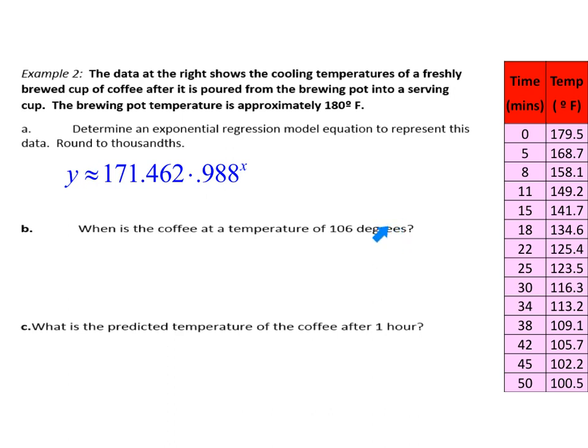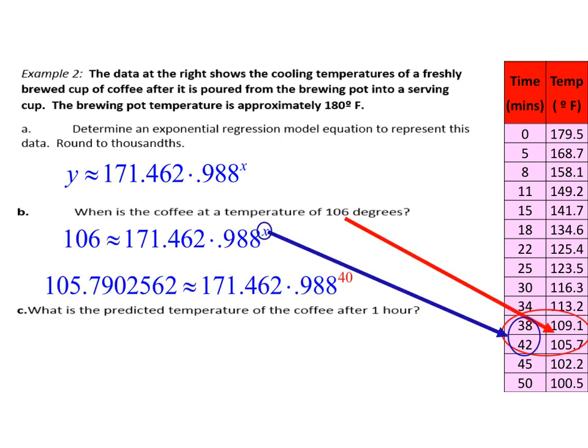So we have to figure out, are we putting 106 in for X or are we putting 106 in for Y? Look at your data and decide. So 106 goes in right here for your temperature, 106. So we have to figure out what value of X. Well, we know the temperature is 106, so let's go to the chart and figure out where it's 106. Well, it's between 105.7, which is really close, and 109.1. So that's 38 and 42. So our value should be between 38 and 42.